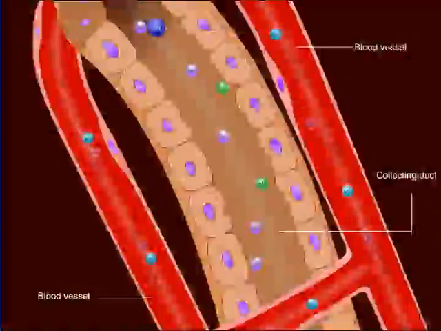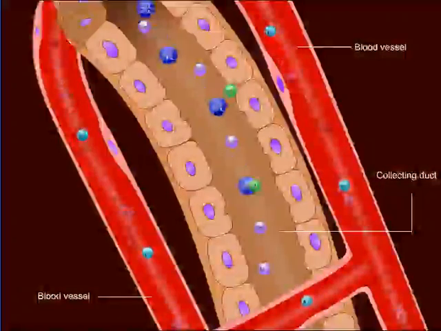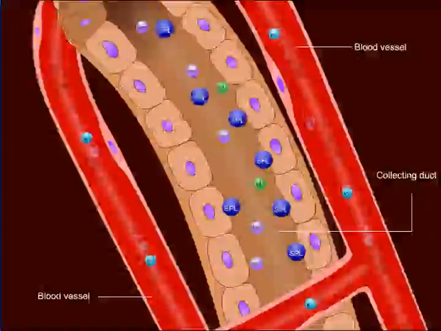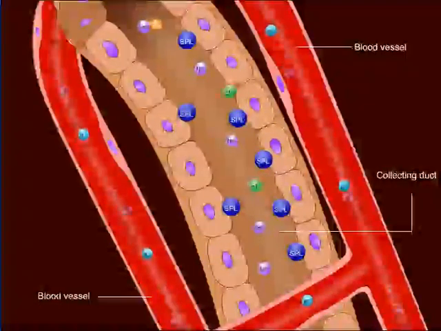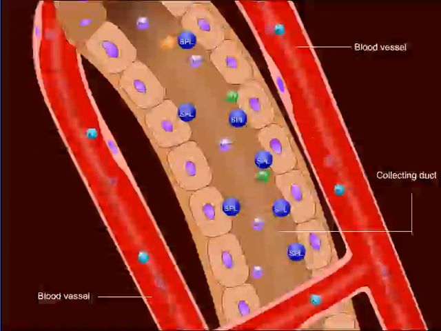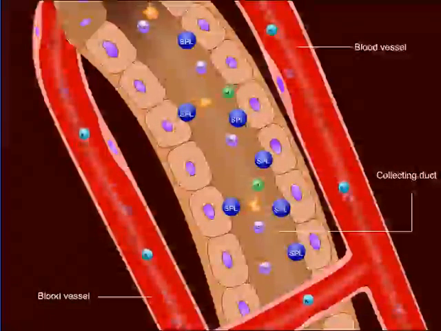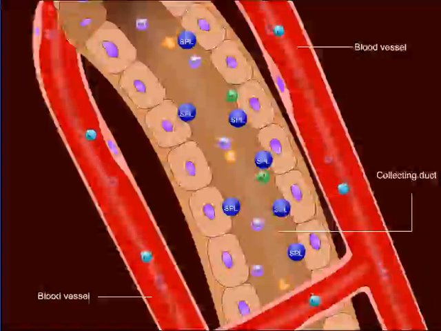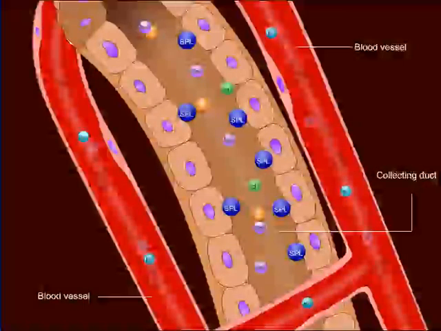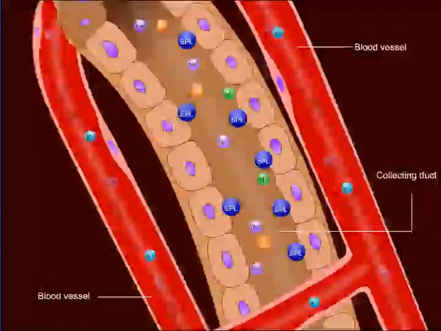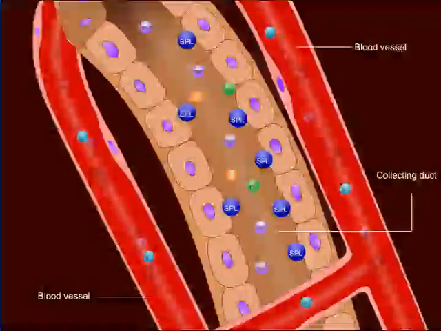Action of spironolactone. Aldosterone inhibitors, such as spironolactone, inhibit the effect of aldosterone by directly competing for intracellular aldosterone receptors in collecting ducts. This prevents aldosterone binding and subsequent sodium reabsorption.